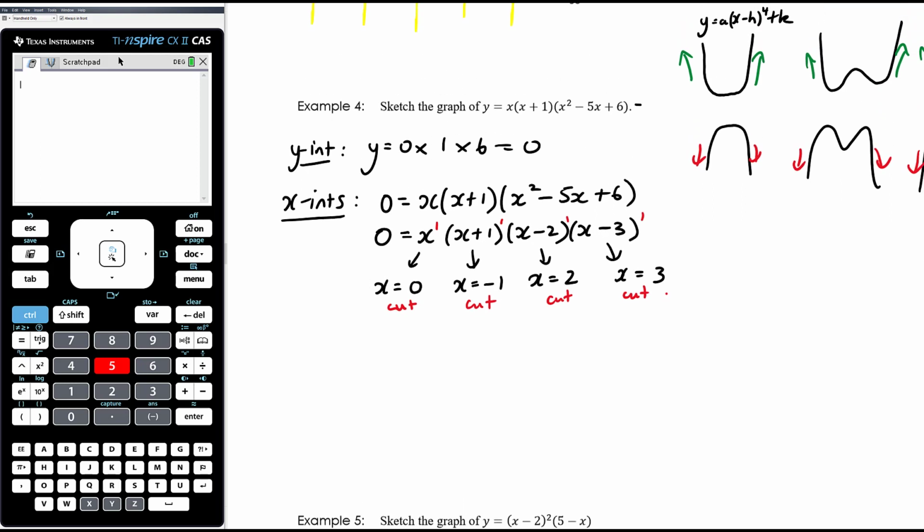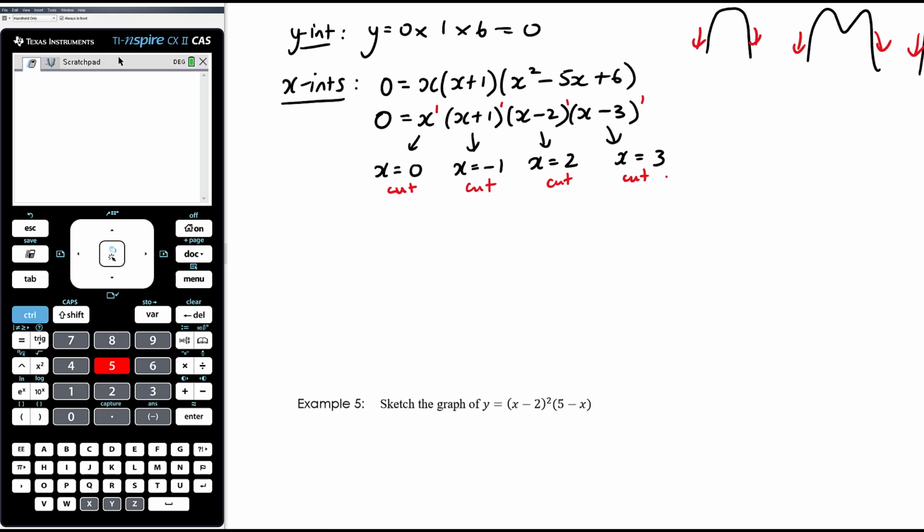It would expand out to be positive x to the power of 4. So we're looking at starting up and finishing up. It's not a parabola, but it's going to start up and finish up. Alright, let's think about what we've got then.